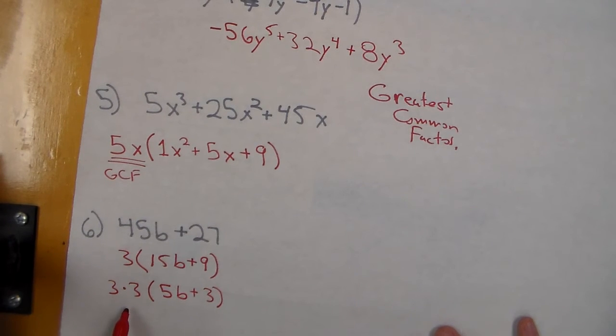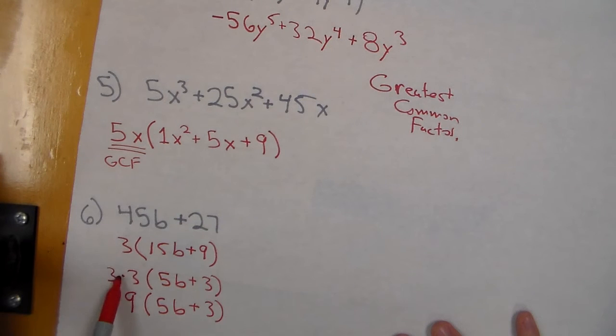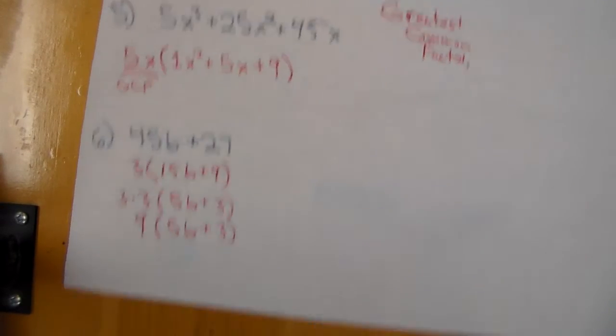So what it should have been is 9 times 5b plus 3, which tells us we could have taken the factor of 9 out from the beginning. But what that also shows us is, if we don't see that factor to start with, as long as you pay attention to the answer you still have, you could look for more factors and keep factoring as you go.